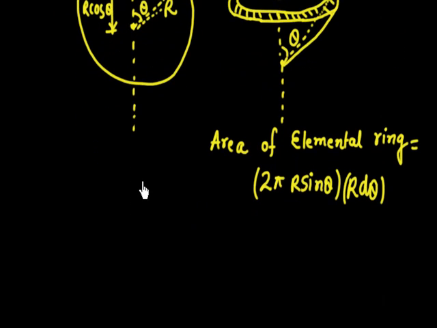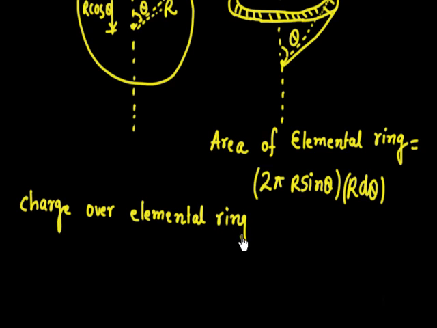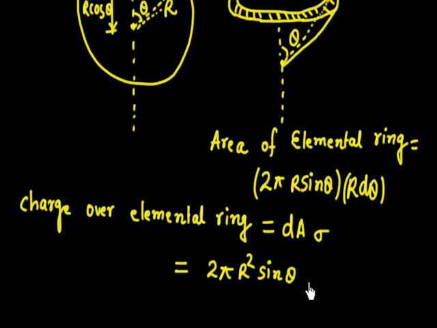What is the charge over this elemental ring? Let us calculate the charge over this elemental ring. This is easy. The charge over the elemental ring will simply be dA multiplied by sigma, and dA I have already calculated, that is 2 pi r squared sine theta d theta, into sigma. So this is your elemental charge.